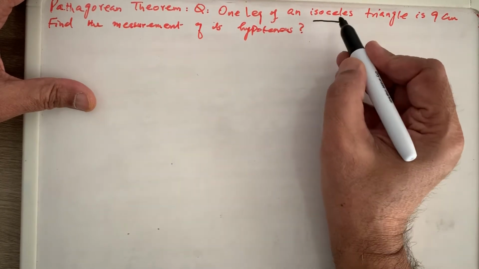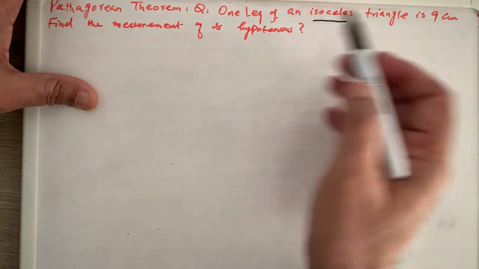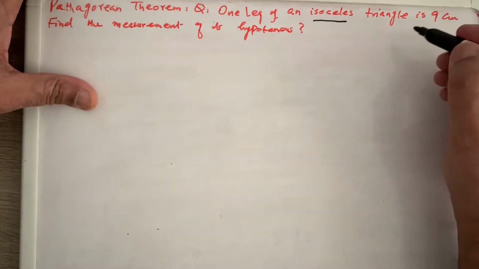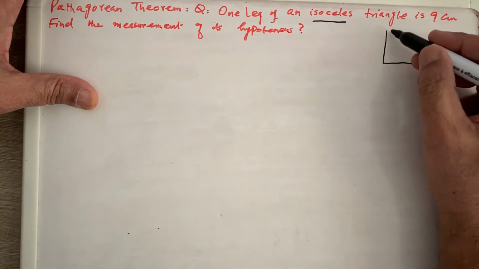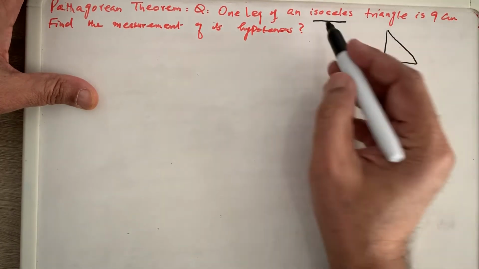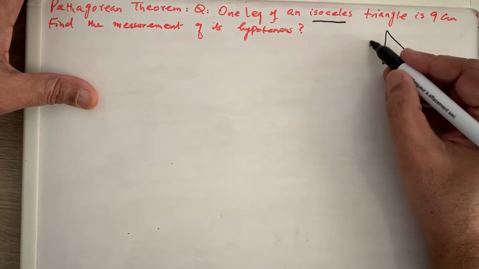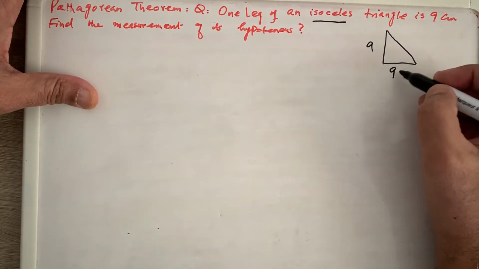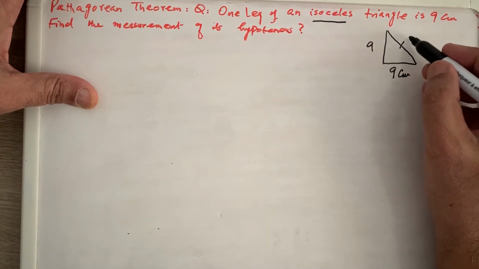So here they are telling us that one leg of an isosceles triangle is 9 centimeters. That means the other leg will also be 9 centimeters. So this thing is hidden in the fact that it is an isosceles triangle. So if this is 9 centimeters, this is also 9 centimeters. And what is unknown? Measurement of hypotenuse.